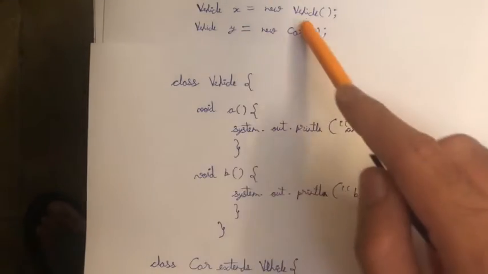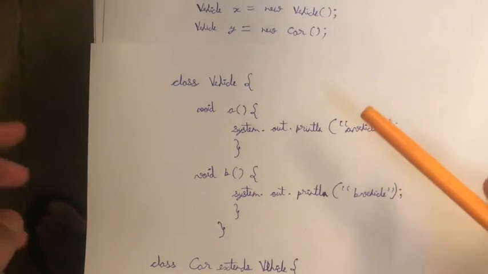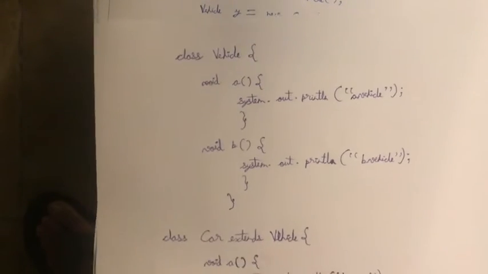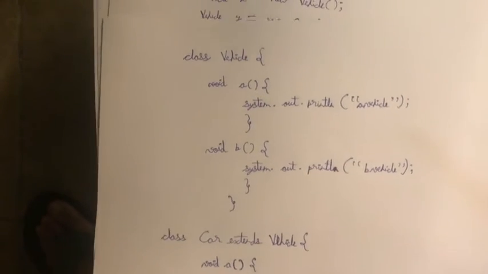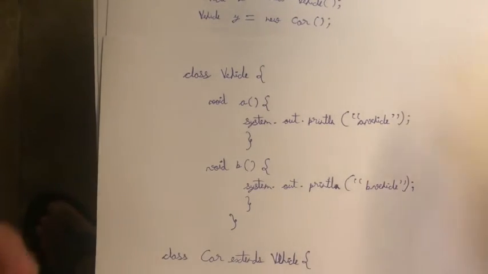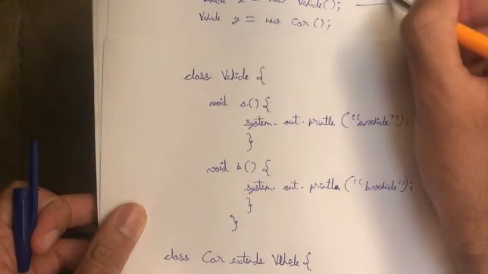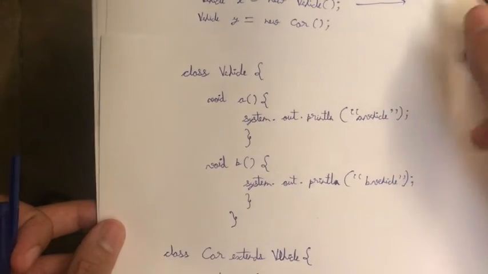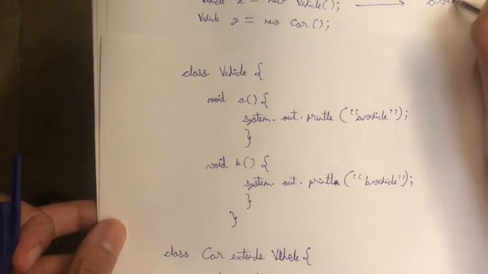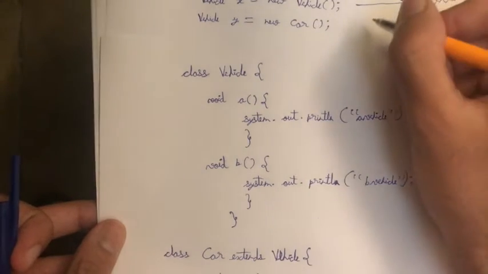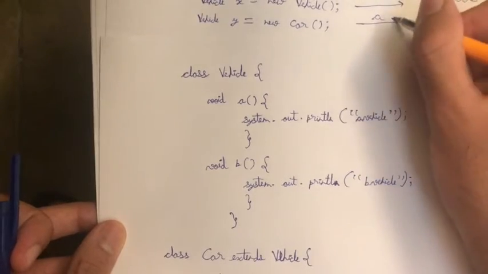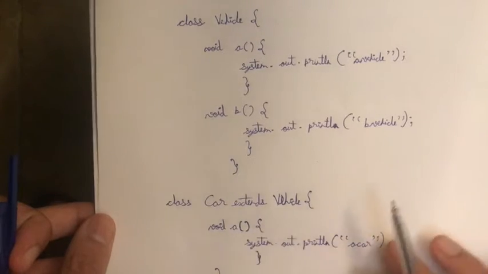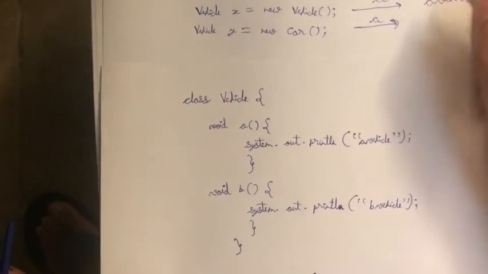So now how these two objects will behave differently, we need to see when we see that vehicle has a method called A and car also has a method called A. So when we call A from X, then we basically call A that is present in vehicle. So this will print A vehicle. But when we call the method A from Y, we basically call the method A of car and will print A car.